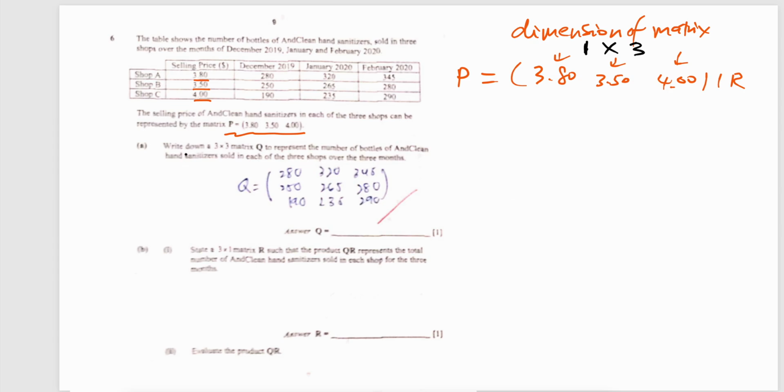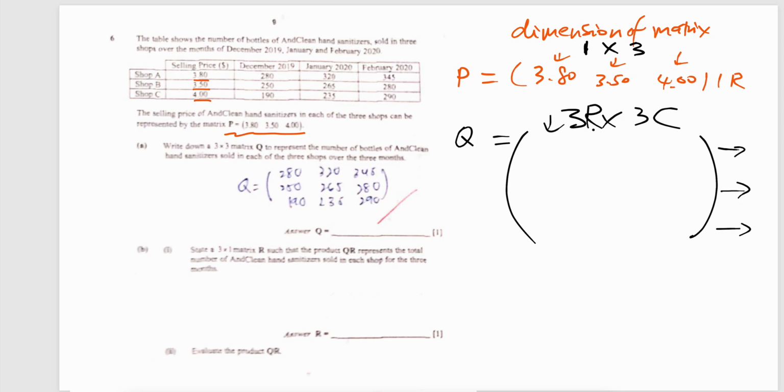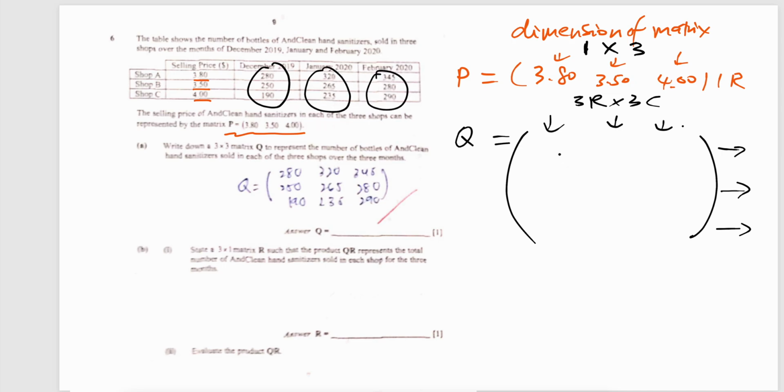Then over here it says write down a 3 by 3 matrix Q. So they want a matrix Q which is 3 times 3. What it means for 3 times 3 is that you have 3 rows and 3 columns. To represent the number of bottles sold in each of the 3 shops over the 3 months, you just pick all this, put it all here, and you get the answer. So that's your matrix Q, and this represents the number of bottles sold.